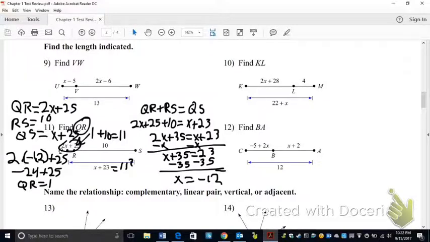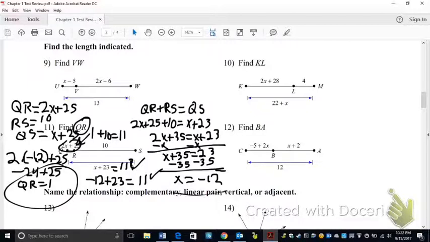So what we're going to ask is, does x plus 23 equal 11 if x equals negative 12? We go negative 12 plus 23. That's the same thing as 23 minus 12, which is in fact 11. Check and check. So we're done. We got it right. X equals negative 12. But more importantly, we found out that QR equals 1. That's our answer. QR equals 1.